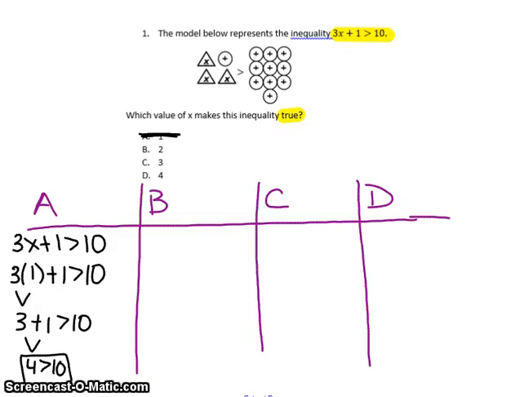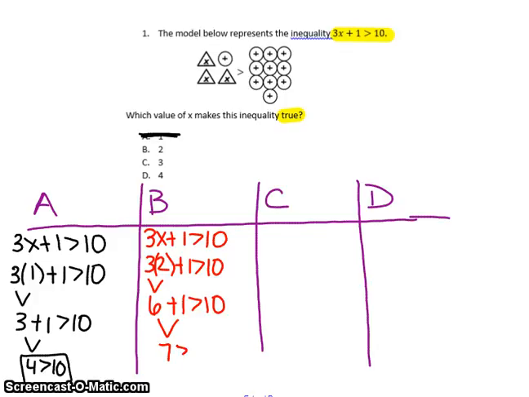So let's start with our inequality. 3x plus 1 is greater than 10. So instead of placing that x, I'm going to put that 2. So I have 3 times 2 plus 1 is greater than 10. 3 times 2 is 6, and I bring everything else down. 6 plus 1 is 7, and I bring everything else down. So let's read what we have. We have 7 is greater than 10. Well, again, that's a false statement because 7 is actually less than 10.